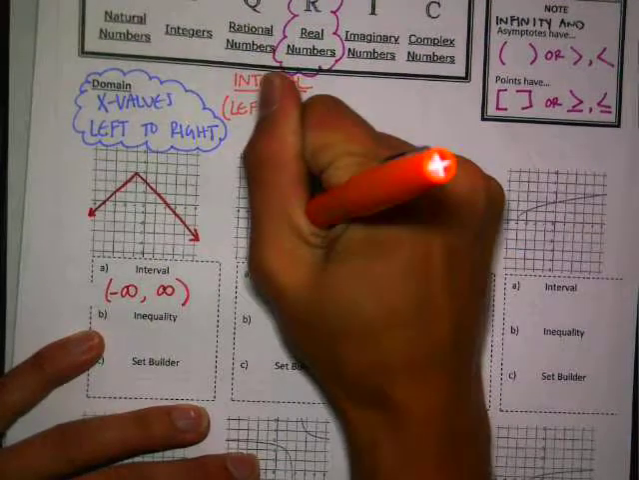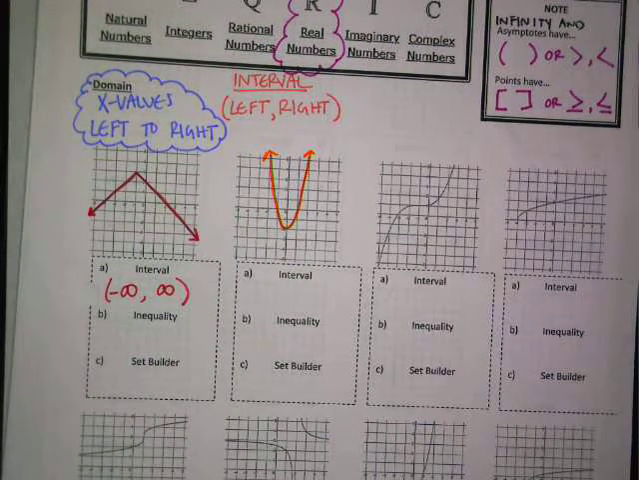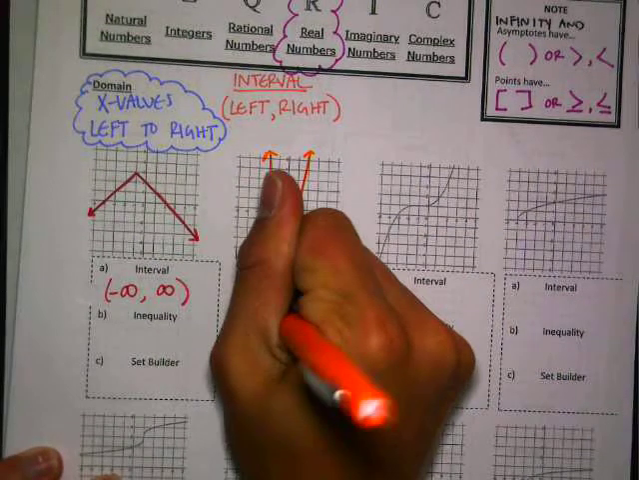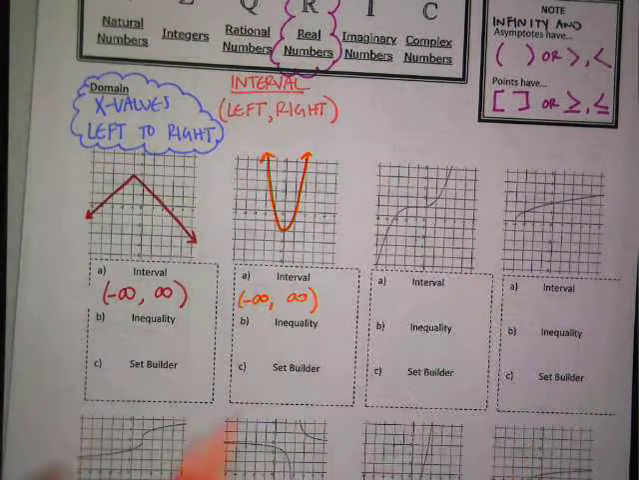All right, let's do the next one. All right, first, what kind of function is this? Quadratic, very good. Now, it's a skinny quadratic, but eventually it's a U, right? So it is going to get wider and wider and wider. Does that make sense? Okay, so how far left is it going? All the way. So negative infinity, how far right is it going? All the way. So positive infinity.